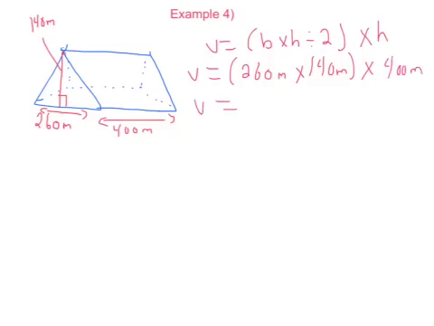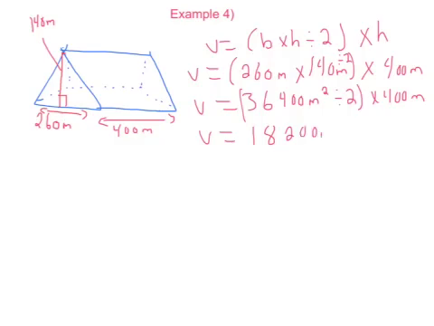Volume equals, well, when we do 260 times 140, oops, I forgot to divide by 2 up here, but I keep that going there. Volume equals 260 times 140, which gives us an answer of 36,400 meters squared, divided by 2 times 400 meters. When we divide that by 2, we get an answer of 18,200 meters squared, multiplied by 400 meters.